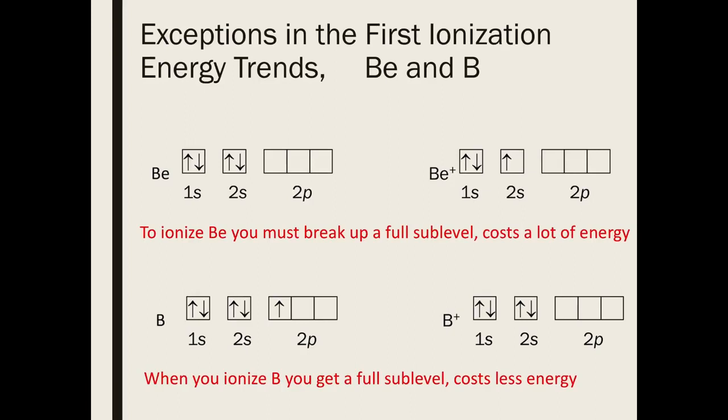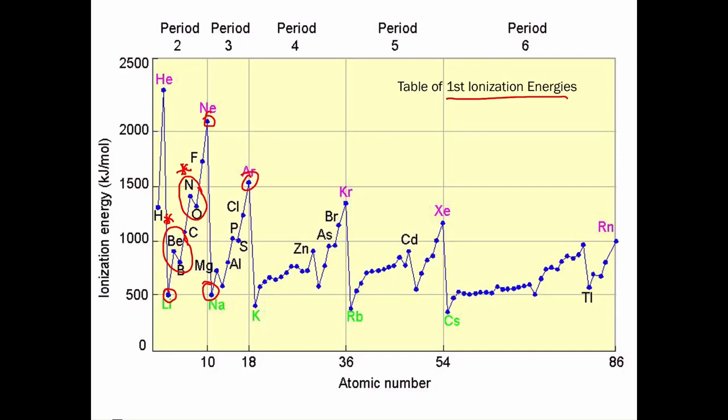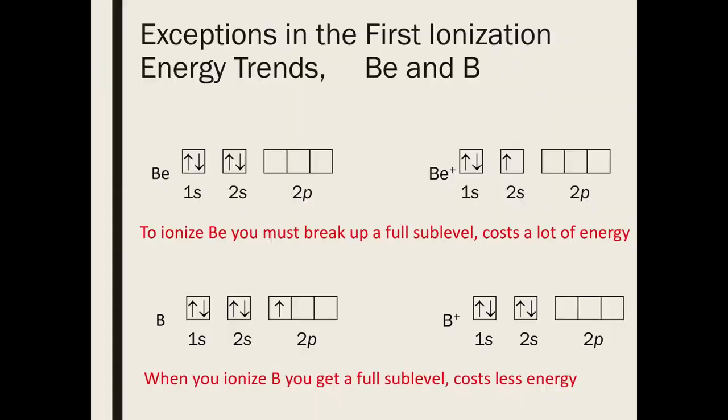On the left, we have the neutral atoms. We have beryllium, with 1s2, 2s2, and empty 2p's. And then boron has 1s2, 2s2, 2p1. So if we look back here, if we were going just from left to right, we would think boron should have a higher ionization energy than beryllium, but it doesn't. Beryllium has a higher ionization energy than boron does. So we need to figure out, why is beryllium higher than boron?